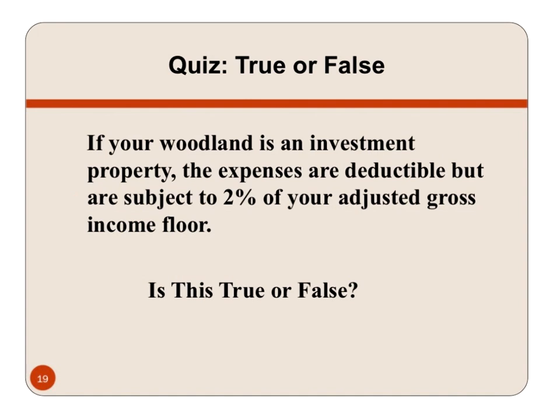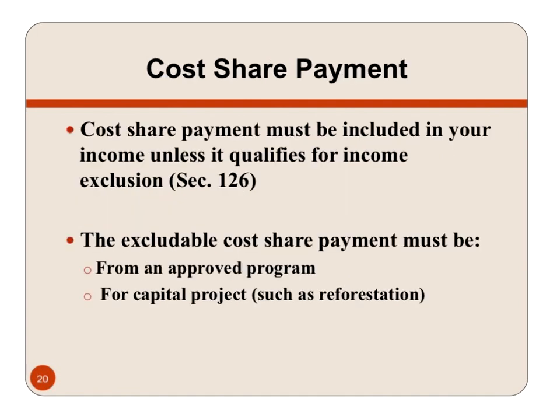Cost share payments. These are payments that the landowner receives from a forestry or natural resource conservation agency to cost share their practice on their land, such as reforestation and thinning operations, and people are asking whether the payment they receive is income to them or not when they file their tax return. Now, in general, cost share payments must be included in your income unless they qualify for income exclusion under tax code section 126. That's the general rule.